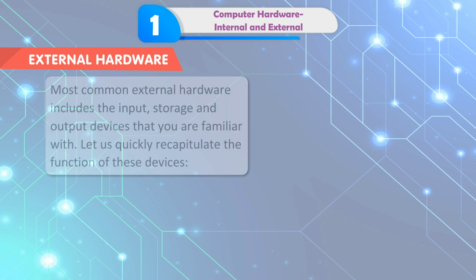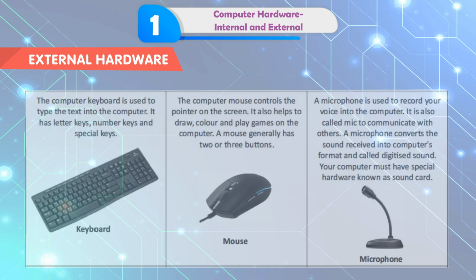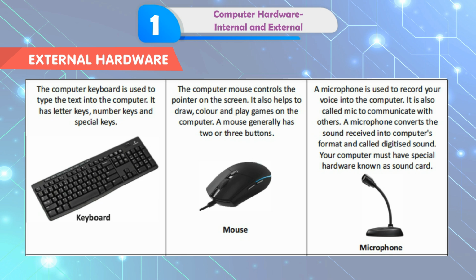External hardware. Most common external hardware includes the input, storage, and output devices that you are familiar with. Let us quickly recapitulate the function of these devices. Keyboard. The computer keyboard is used to type text into the computer. It has alphabet keys, number keys, and special keys. Mouse. The computer mouse controls the pointer on the screen. It also helps to draw, color and play games on the computer. A mouse generally has 2 or 3 buttons.